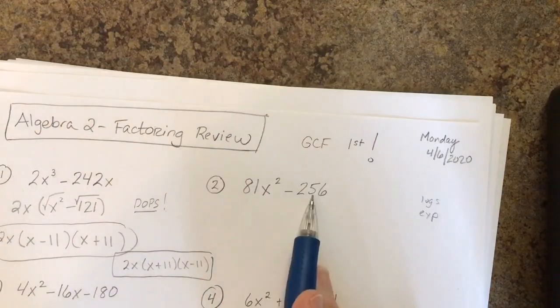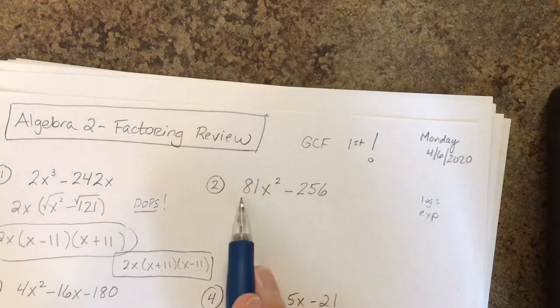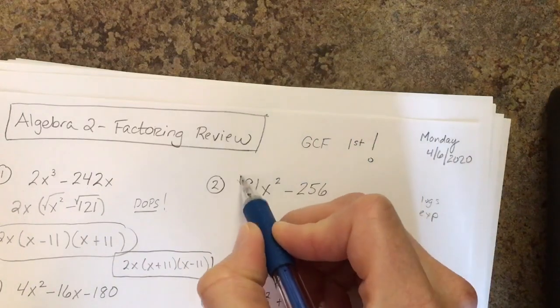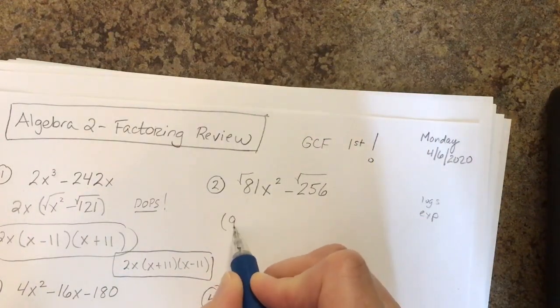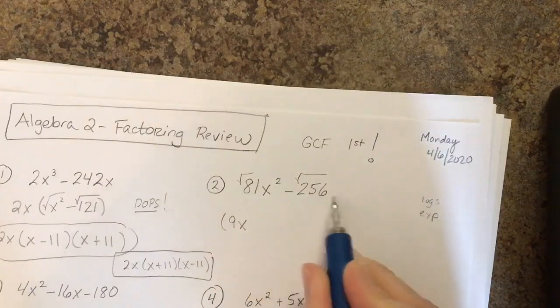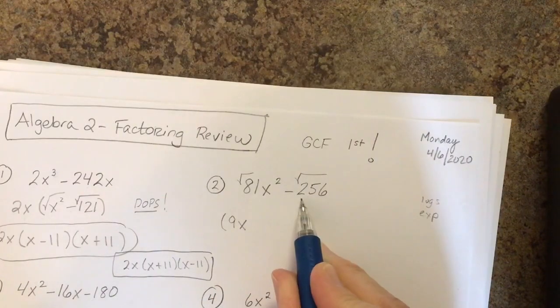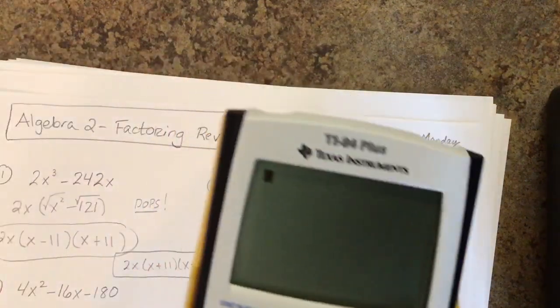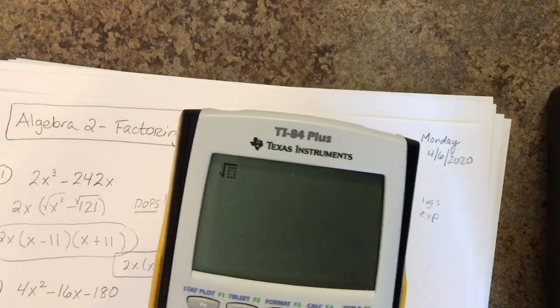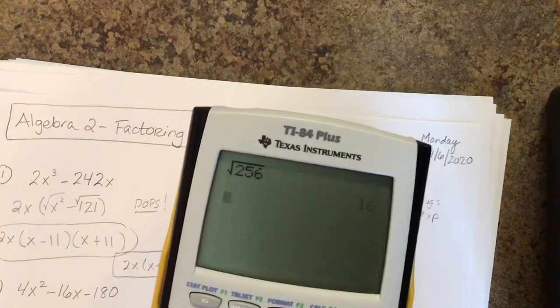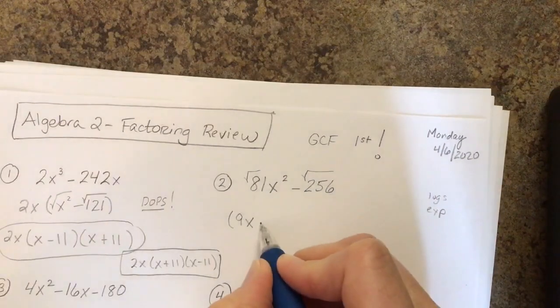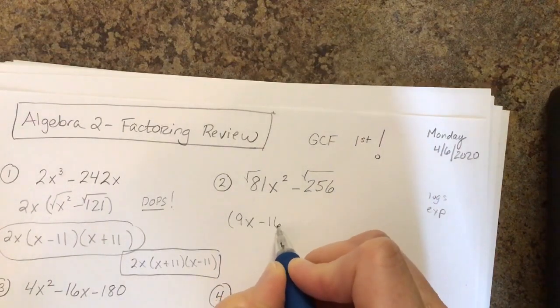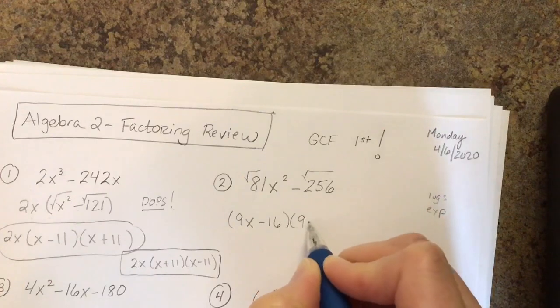This right off the bat is a difference, minus, of perfect squares. So we are going to just square root right off the bat. The square root of 81x squared is 9x. Do you remember the square root of 256? If not, just put it in your calculator. The square root of 256 is 16. So you get 9x minus 16 and 9x plus 16.